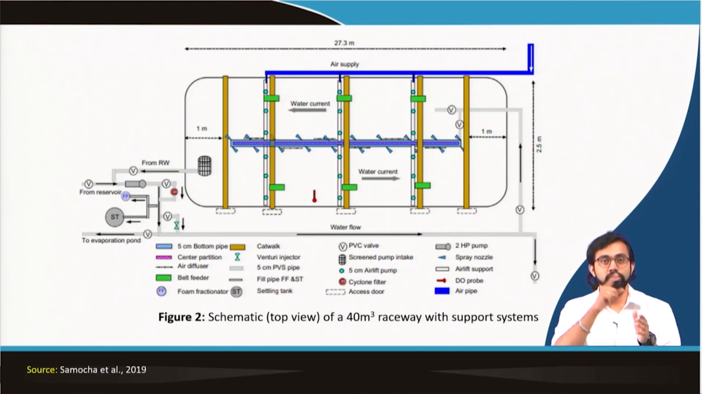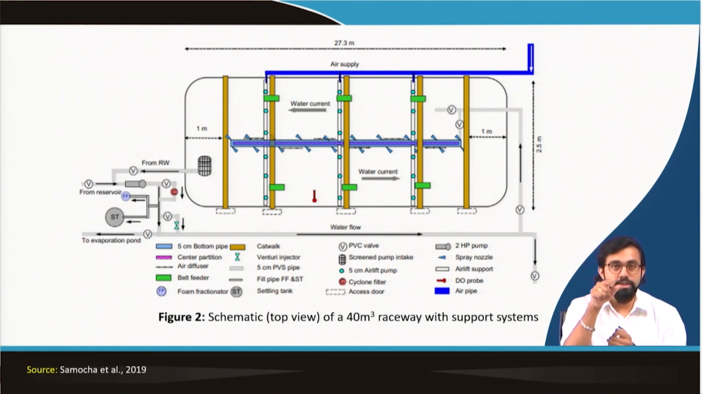So to have a continuous water current in a certain direction, if you see, there is a screened pump intake. At the left chamber, from this pump intake we take the raw water into the reservoir, and from the reservoir the raw water comes to the treatment units. In the treatment units, there is a 2 HP pump supplying the foam fractionator, and it is also going to the settling tank, and we use this treatment to go for the evaporation tank at the end.